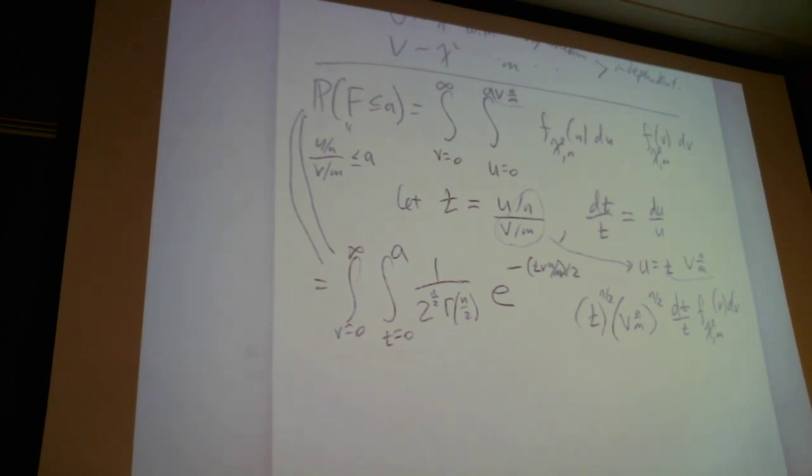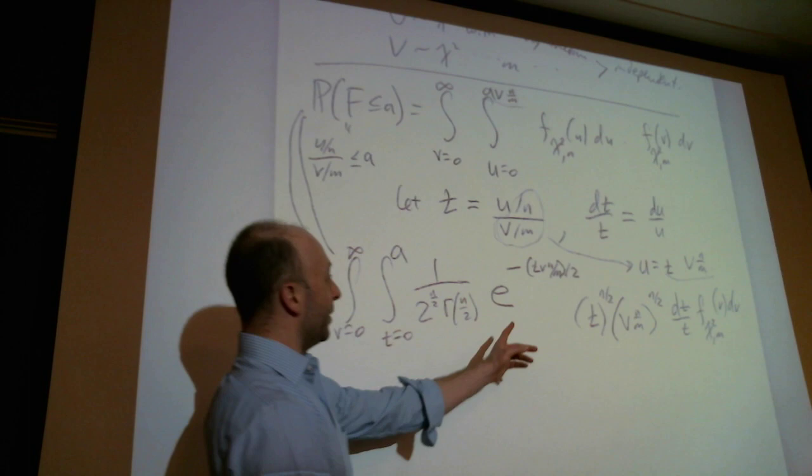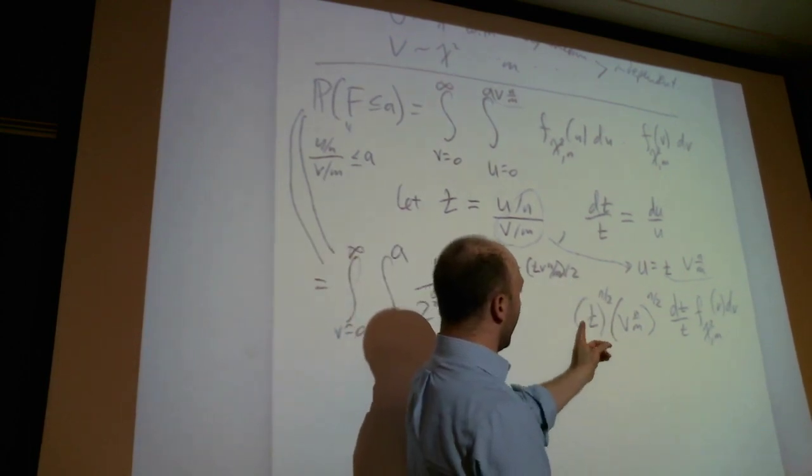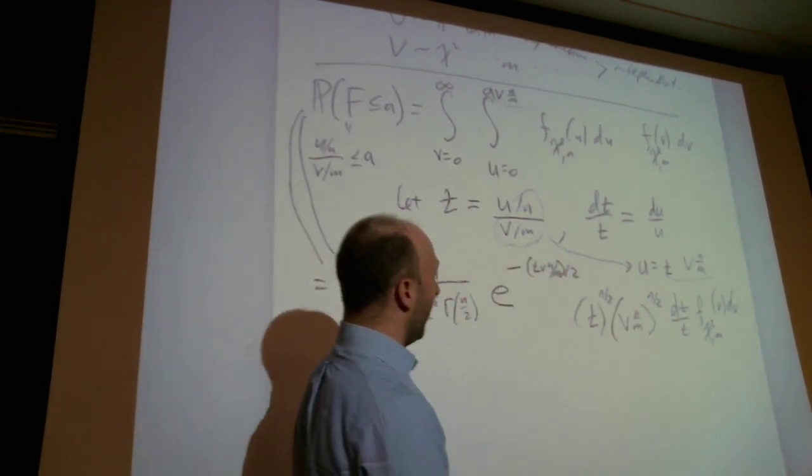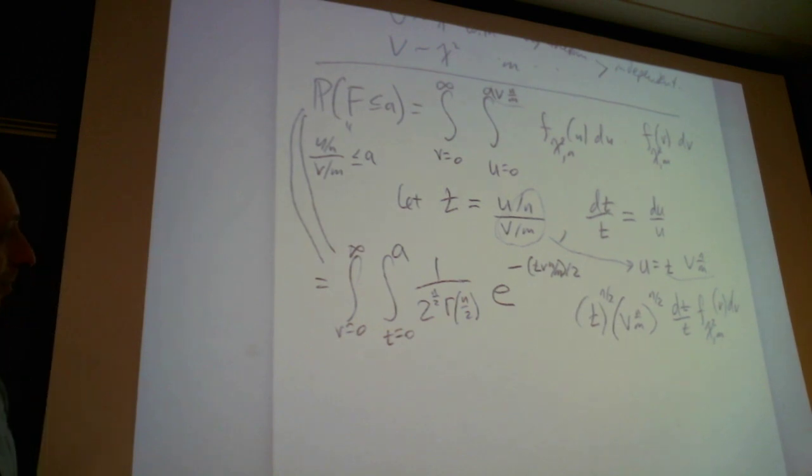Folks are still writing. Give them a second to catch up. This was e to the minus u over 2, and u raised to the n over 2 power, du over u.